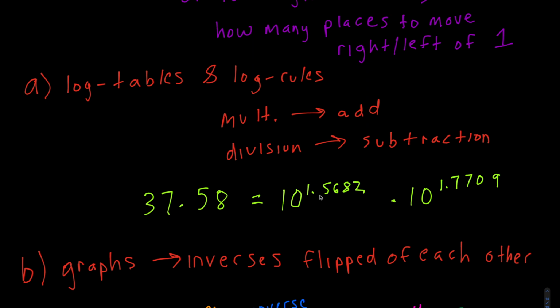So we could look at the log tables, understand these and get these exponents, and be able to turn this multiplication problem into addition. We also turn division into subtraction. So this is a really key concept. And also know your log rules. Log of a divided by b is equal to log a minus log of b. In that way we're turning division into subtraction.